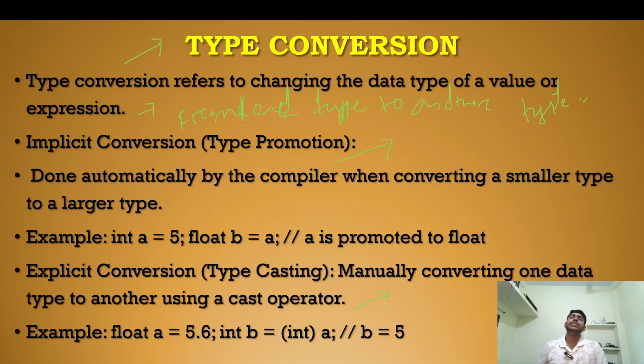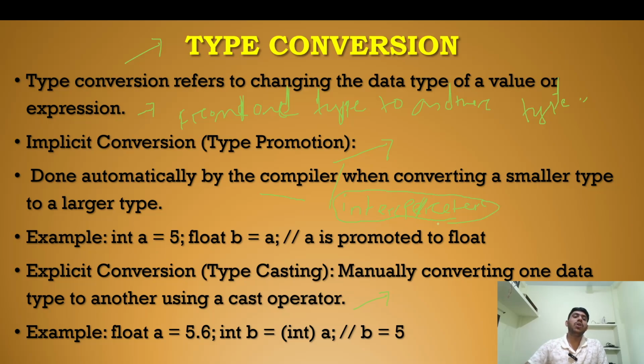Okay, so implicit conversion stands for automatic. Automatic means the compiler or interpreter, whoever is present in the programming language, is going to take care of this. So it is done automatically by the compiler or interpreter.